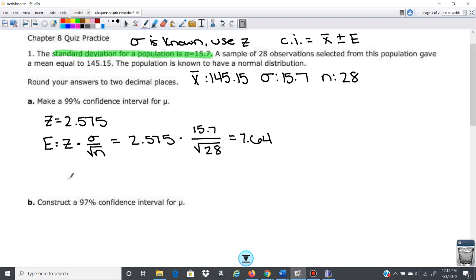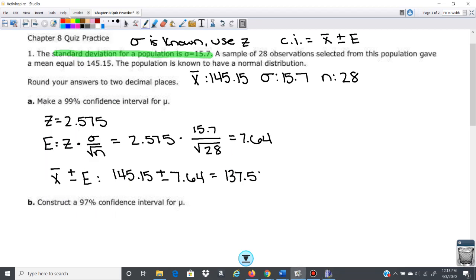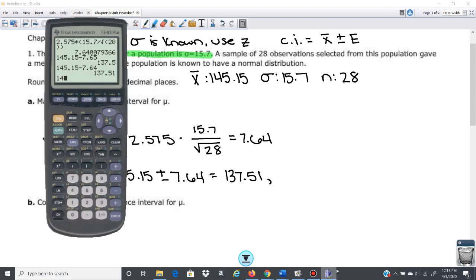My formula for the confidence interval is X bar plus or minus my margin of error. So my X bar is 145.15, and I'm going to go plus or minus 7.64. So let's see what we got here. 145.15 minus 7.64 is 137.51. And then 145.15 plus 7.64 gives me 152.79.